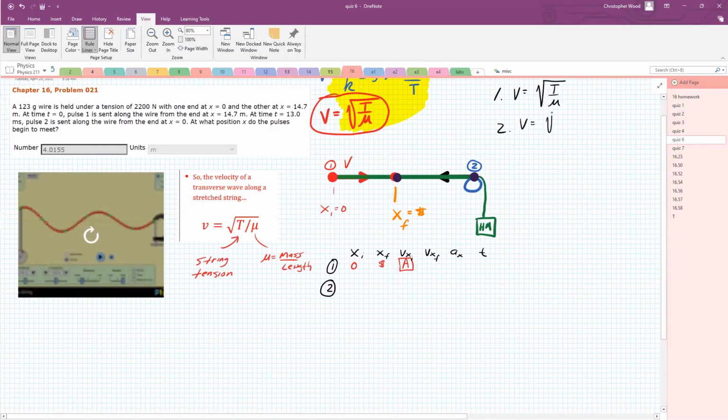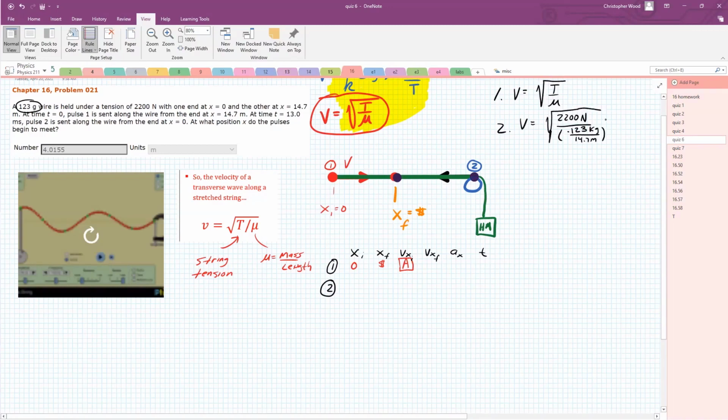So we have the following. We have string tension is 2,200 newtons. That's my numerator. My denominator is the linear mass density, which here it says the mass is 123 grams. So I'm just going to instinctively go to kilograms, because if I'm dealing with newtons, then that implies you've got to deal with kilograms, meters, and seconds. So 0.123 kilograms per the length. What's the length of the string? It's 14.7 meters. All of that's given, 14.7 meters.